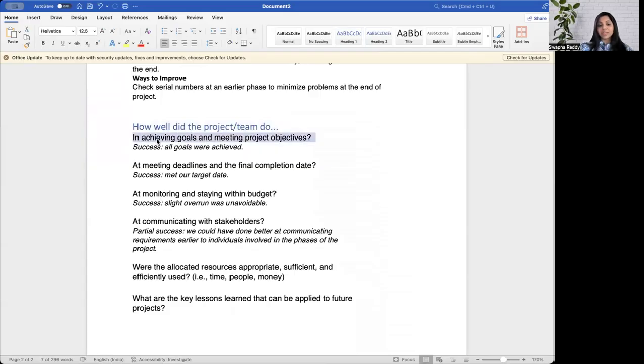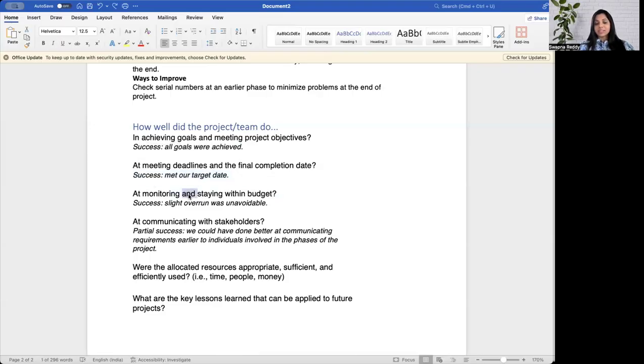In achieving goals and meeting project objectives, what was the success criteria, or what do you feel the success state that you could evaluate or consider? All goals are achieved. I'm being very optimistic and saying all goals were achieved. That was my success result. Meeting deadlines and the final completion date. I'm just saying we have met our target date, but that is an ideal scenario to expect. I'm pretty sure you have some risks that you had to deal with and what kind of mitigation plan you have taken.